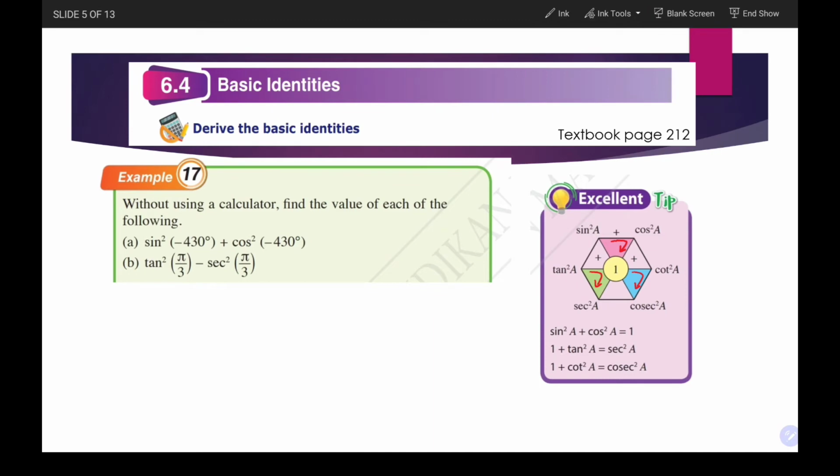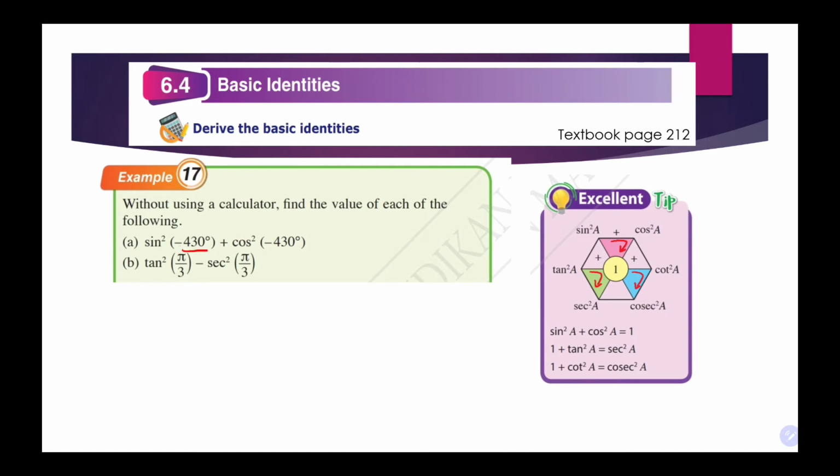So come back to our example 17. Without using a calculator, find the value of each of the following. A, we have sine square of negative 430 degrees plus cos square of negative 430 degrees. Check on your angle. We have two equal angles, both are negative 430 degrees. Although this angle looks a little bit scary because of the negative and also more than 360 degrees, as long as they are equal, then I'm happy.